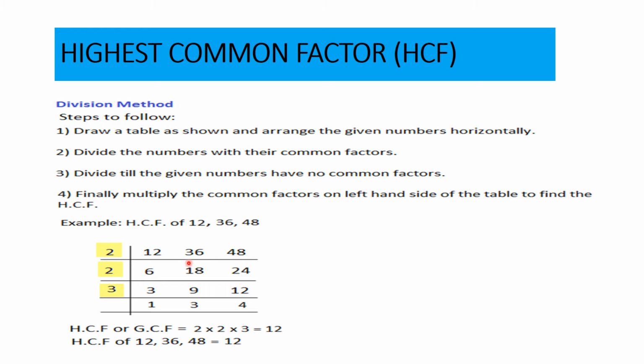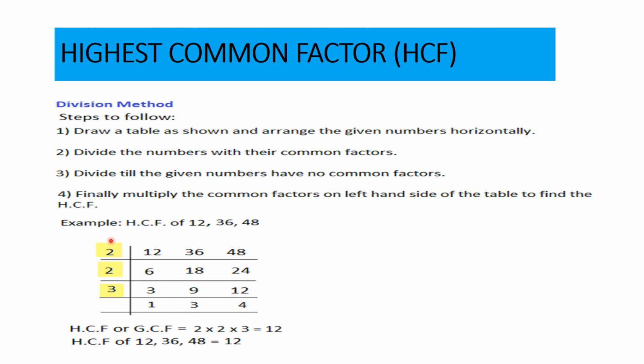What is the smallest common factor that will divide these three numbers? That is 2. So you start dividing with 2. Keep dividing till the numbers don't have any common factor. And finally multiply the common factors on the left hand side of the table to find the HCF. At last you will multiply these common factors to get the HCF.